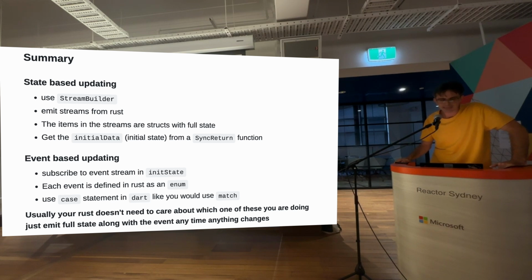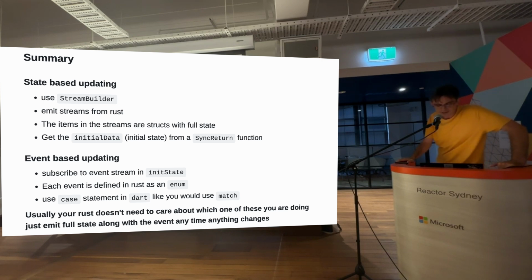Get the initial data from a sync return function. And then you have event-based stuff: subscribe to the event in an init state, which is where the stateful widget sets up its own state. Each event is defined as a Rust enum, gets translated into Dart, and you match on the case. You do a match statement to figure out what has actually happened and react to it within your widget.